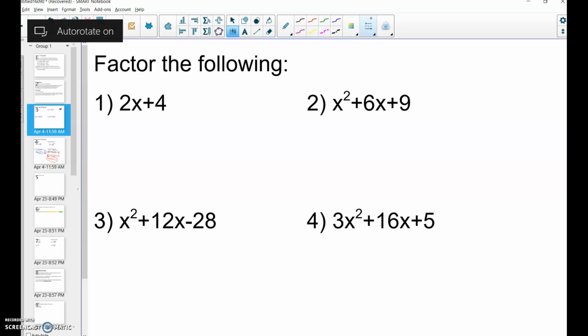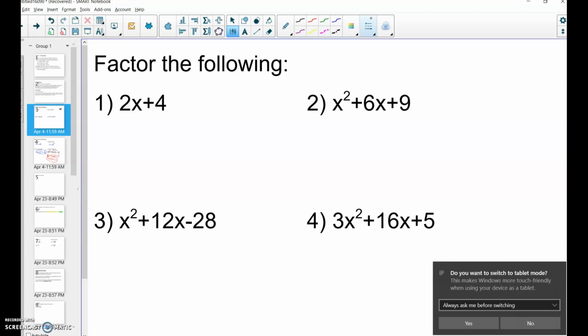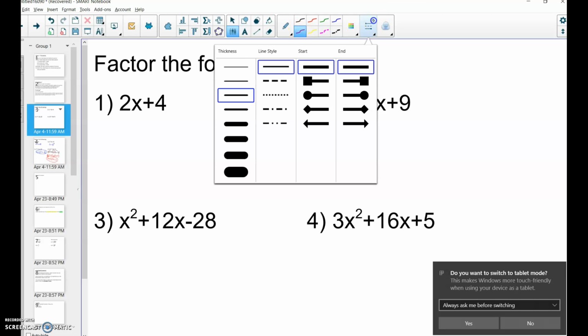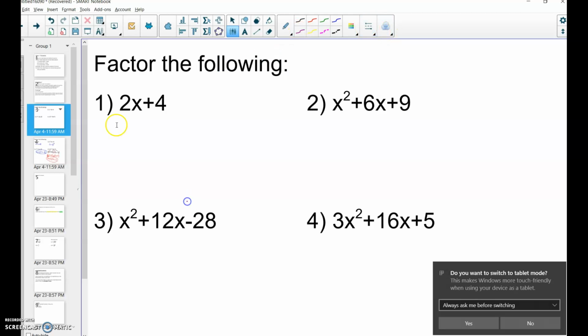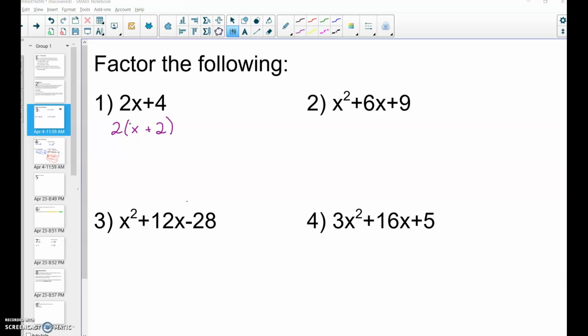So for the first one, we have two terms. The only thing that you can factor out of this one is a greatest common factor. So what's the largest number or the most amount of variables that you can take out? In this case, you can only take out a 2. So we're going to factor out a 2, and you're left with x plus 2. When you take out a 2 from the first term, you're left with an x. Take out a 2 from the second term, you are left with just a positive 2.